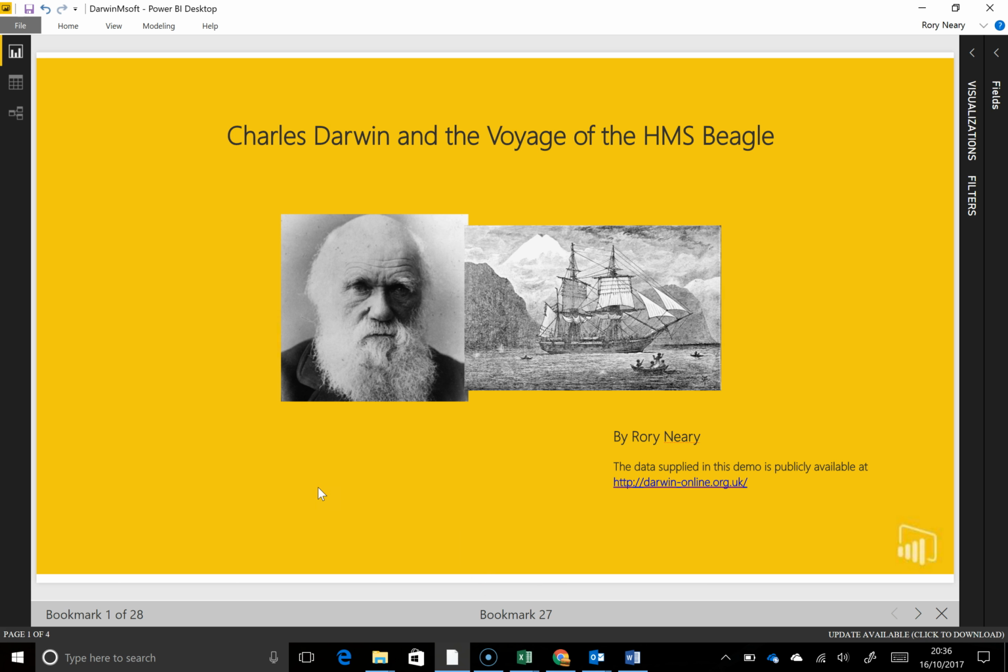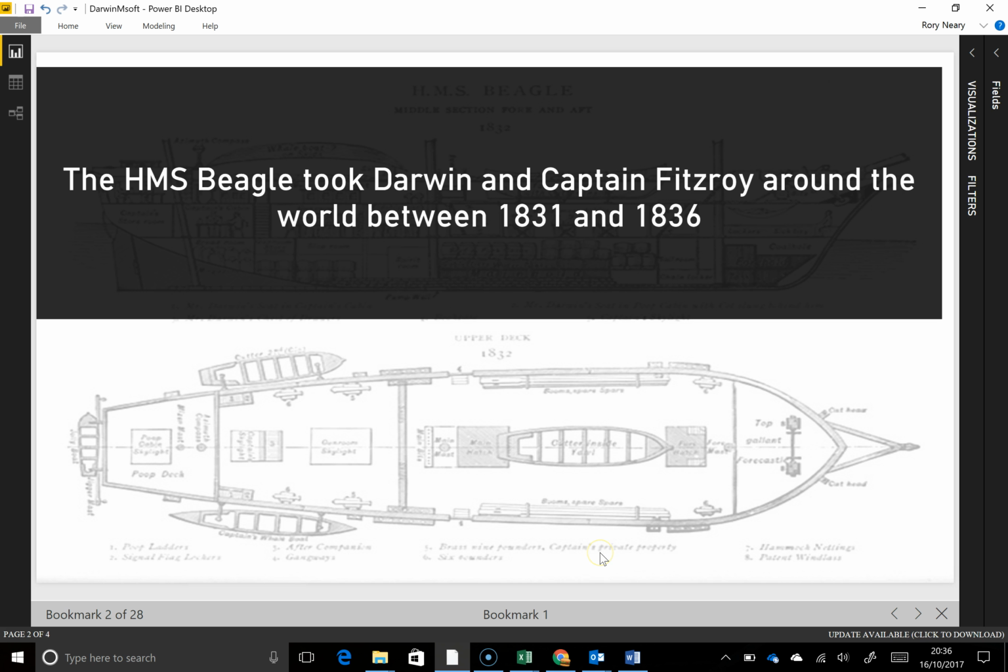So we've just got a simple header sheet here, and I'm just going to talk through this a little bit like it's a presentation. So let's see how this goes. All I'm going to be doing as we go through is clicking on the right-hand button. So here we go. As mentioned before, it took place between 1831 and 1836, and it took place on a ship called HMS Beagle.